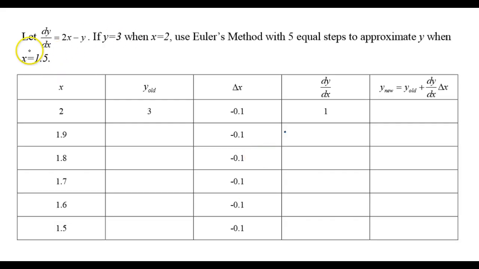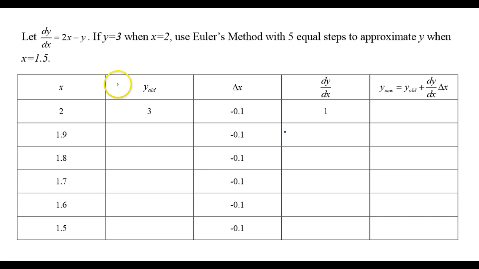Alright, let's look at a final example. We want to let dy dx equal 2x minus y. If y equals 3 when x equals 2, use Euler's method with 5 equal steps to approximate y when x equals 1.5. So what I want to do on this last problem is really just focus on how to set up this table and make sure that we pay attention to details, because after that it's all just a lot of computation and arithmetic.